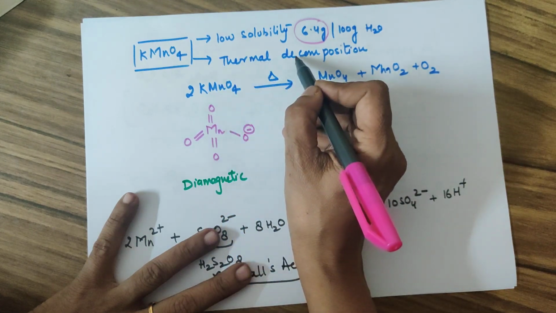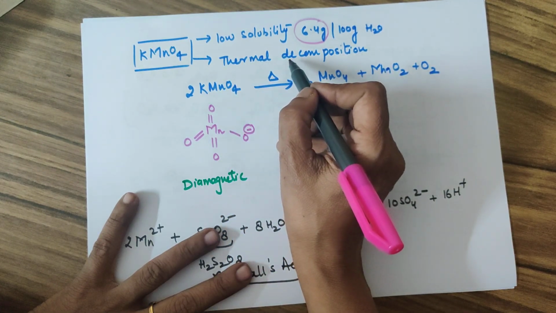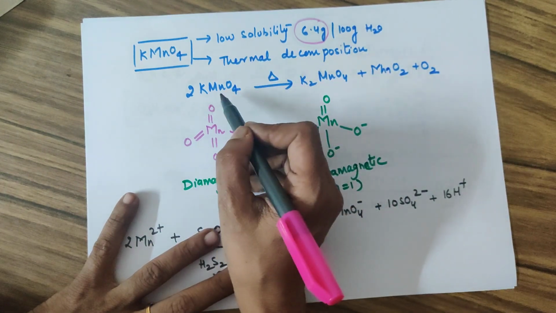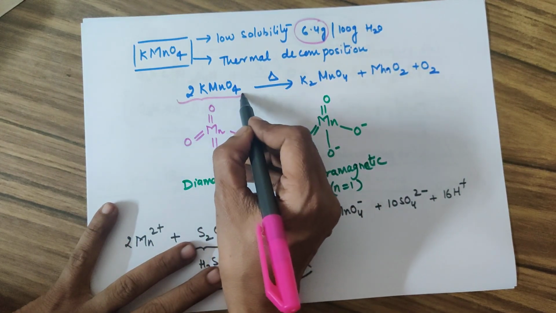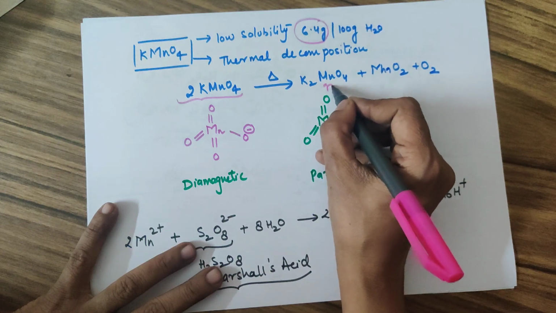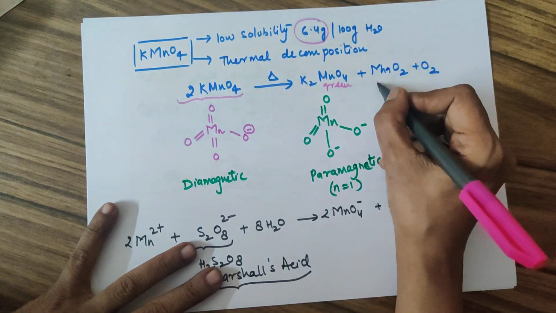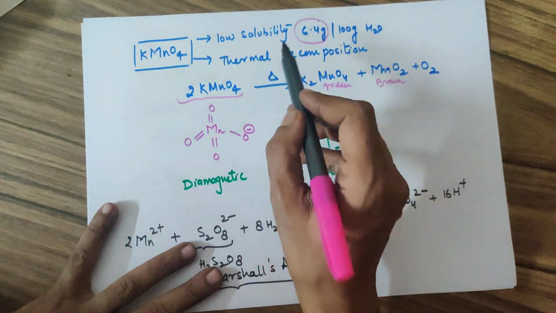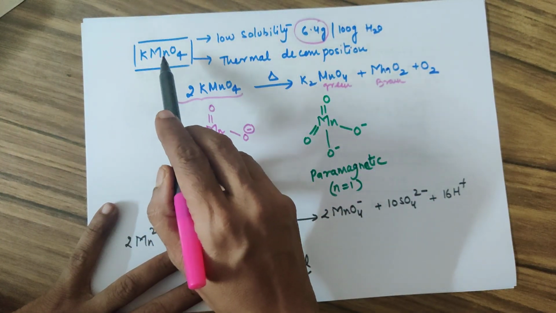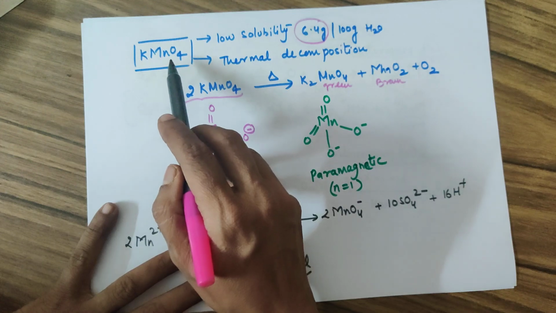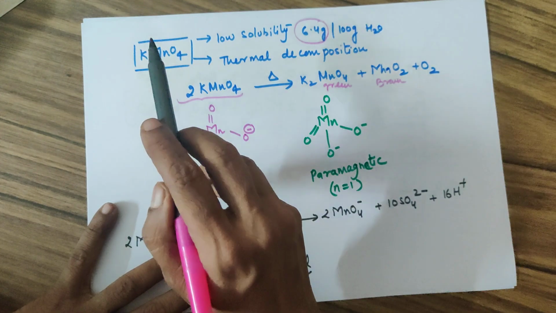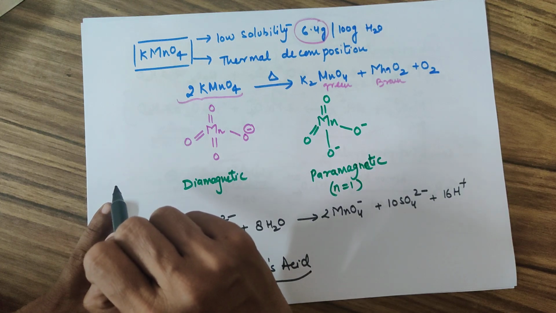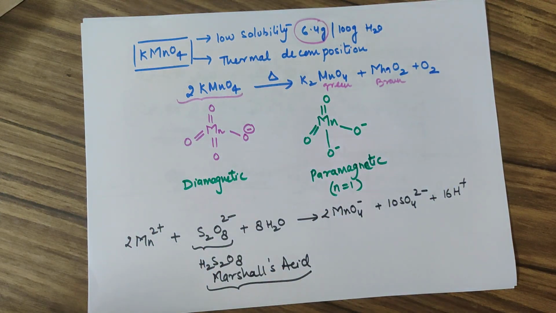Thermal decomposition. You cannot dissolve KMnO4 into hot water because it will undergo decomposition, meaning it will break down. Your purple colored KMnO4, if you heat it, gives you green colored manganate ion, brown colored MnO2 and oxygen gas is evolved. So heating is not advised on KMnO4. If you remember, when we do the titration of oxalic acid versus KMnO4, we heat the oxalic acid. We never heat the KMnO4 because it will undergo decomposition.